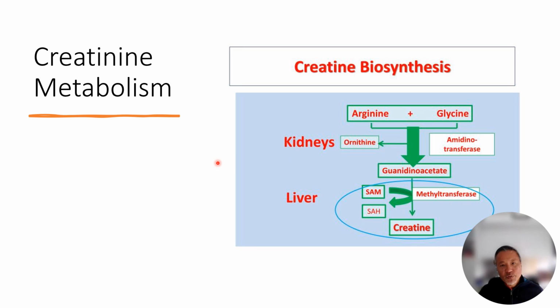Let's move on to creatinine. Creatinine is created by creatine. So to understand creatinine, we first have to go backwards a step and understand the synthesis of creatine. Creatine is synthesized from two amino acids, arginine and glycine, in the kidney, and then in the liver, via these enzymatic pathways, you generate the creatine. You don't really need to remember this pathway, you just need to understand the origins of these various things.